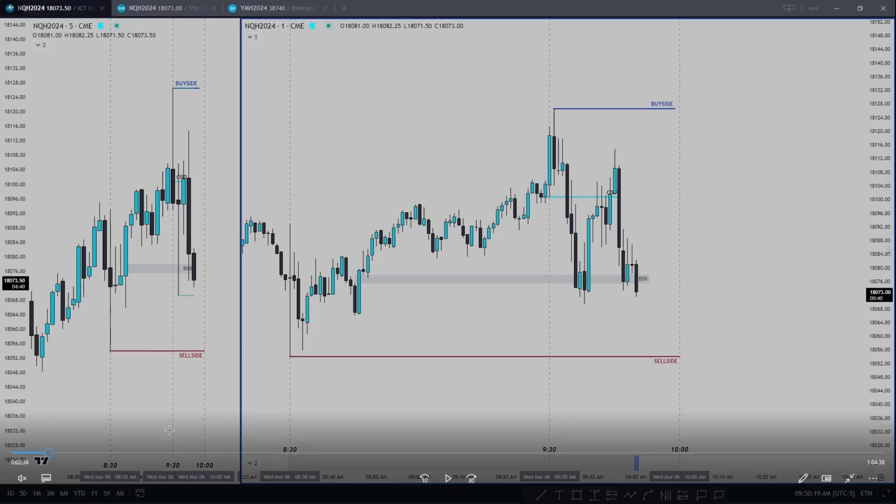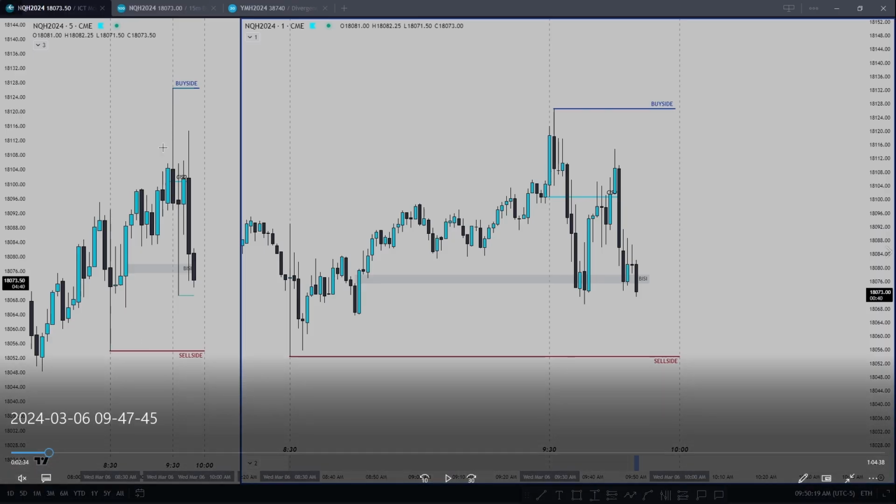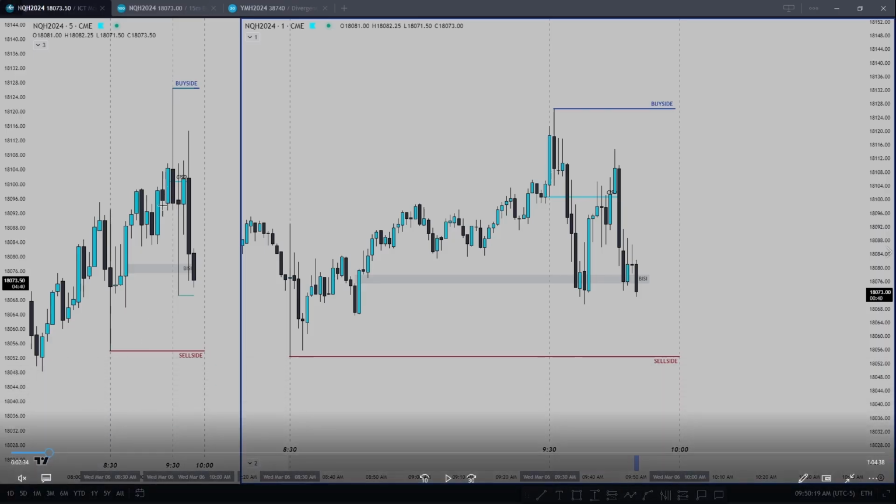So 9:30 is this line. We have the first one printing. Then I'm watching this bullish order block, this down closing candle right here. We've held it so far with the candle bodies, right? All the candle bodies are closing above this down closing candle.